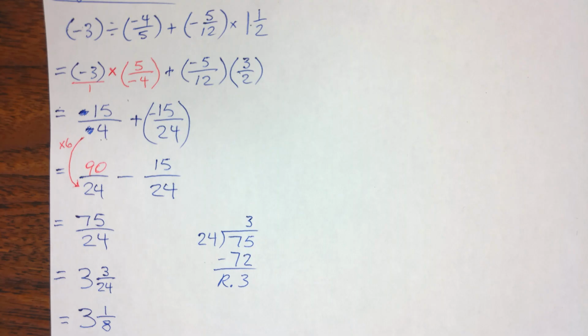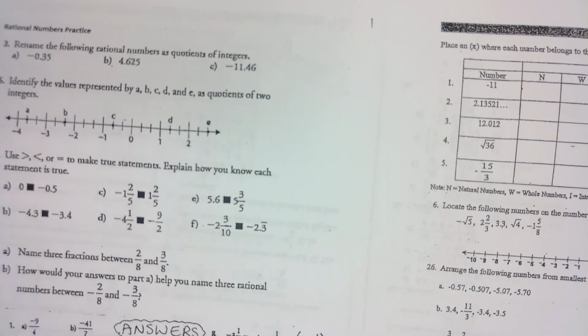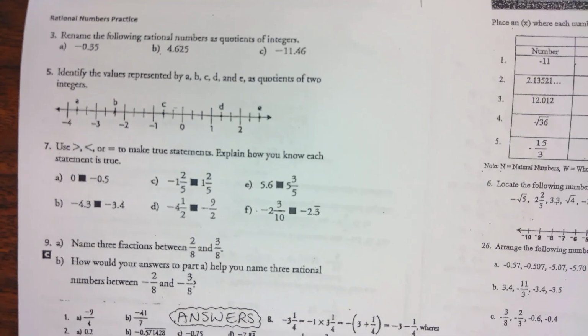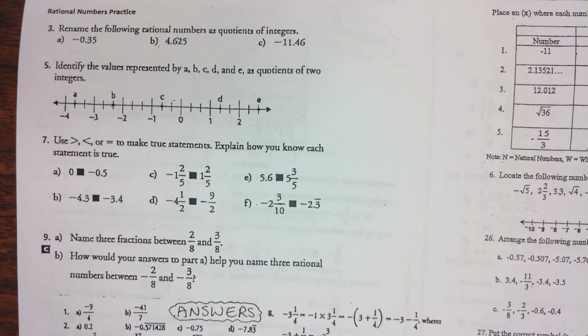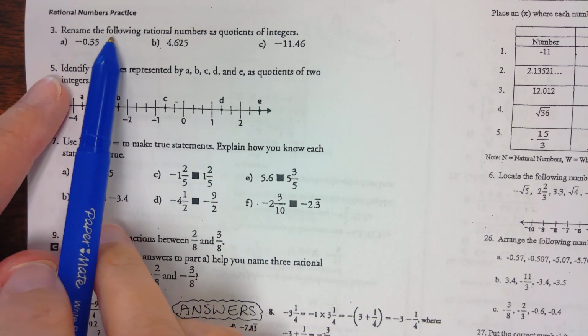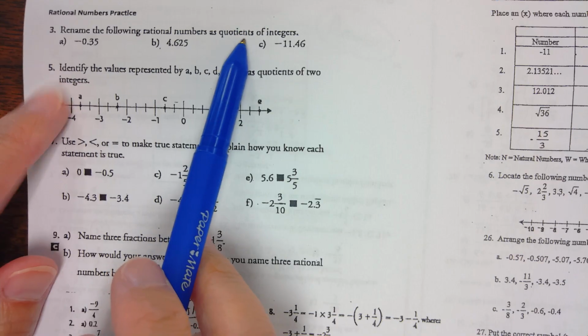Okay. Okay, so let's move on to today's. As I said, today it's kind of like a recap of everything that we've done, like putting together everything. So page 40. Right, page 40. Rename the following rational number as quotient of integer.